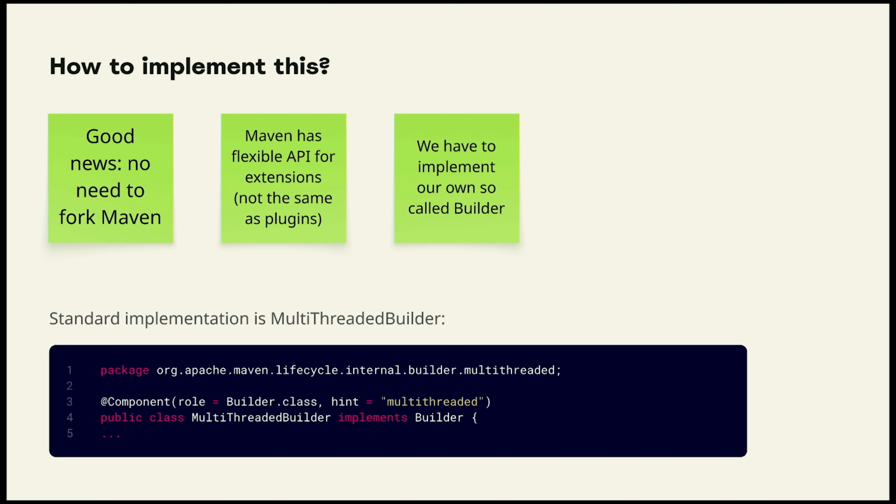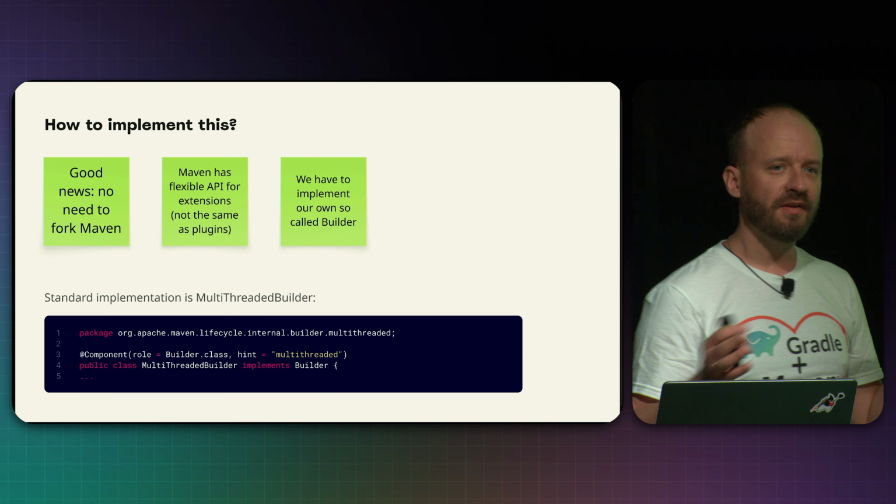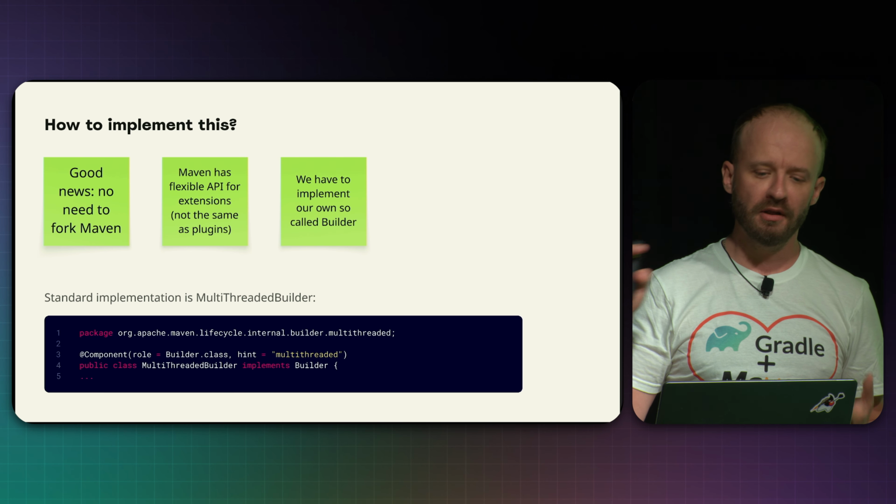So, the question: how can we implement this? The good news is that we don't need to fork Maven. Maven APIs are quite flexible, and there is a concept of so-called extensions. They are like plugins, but work on a lower level.